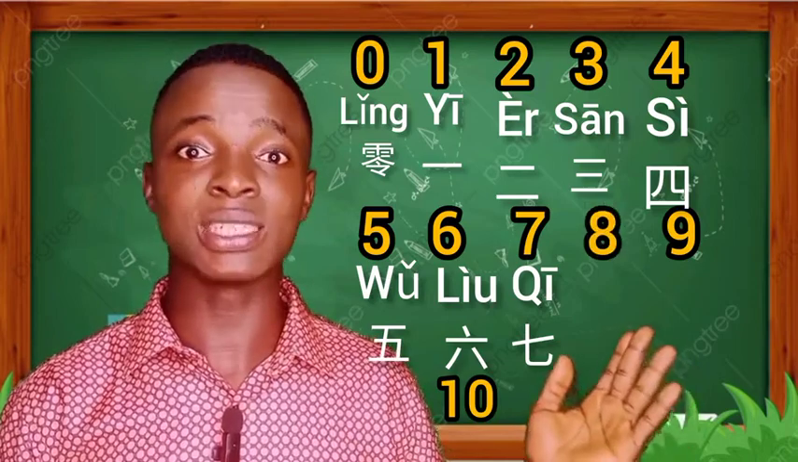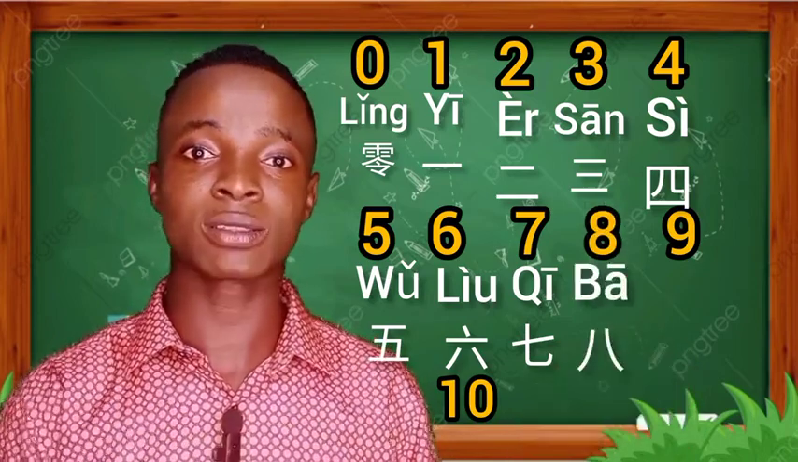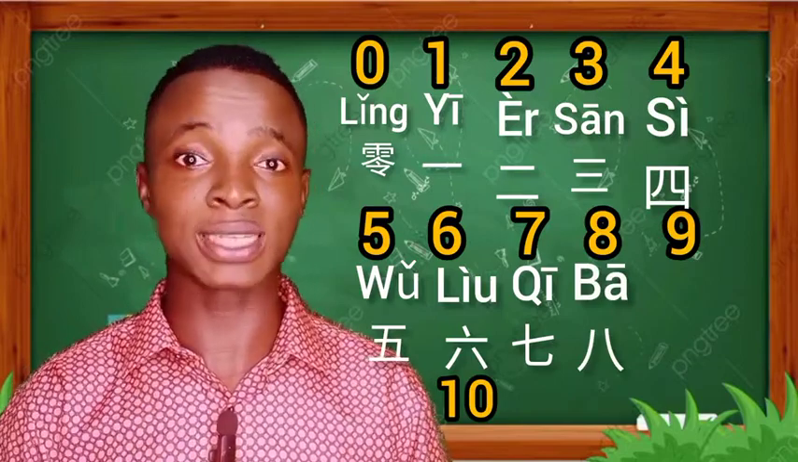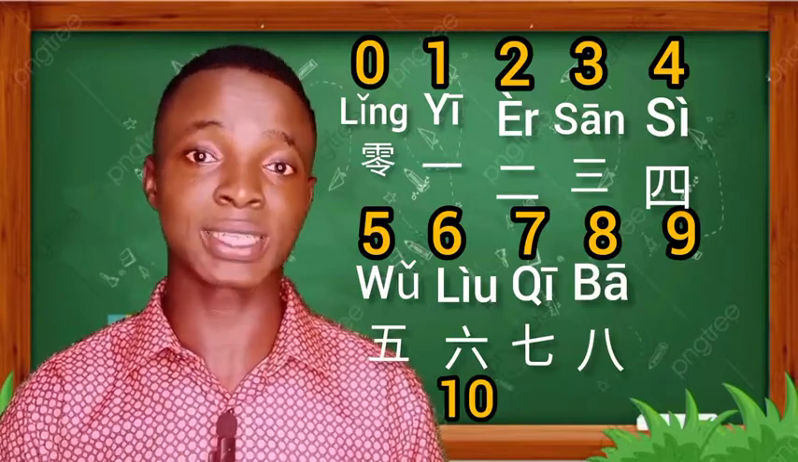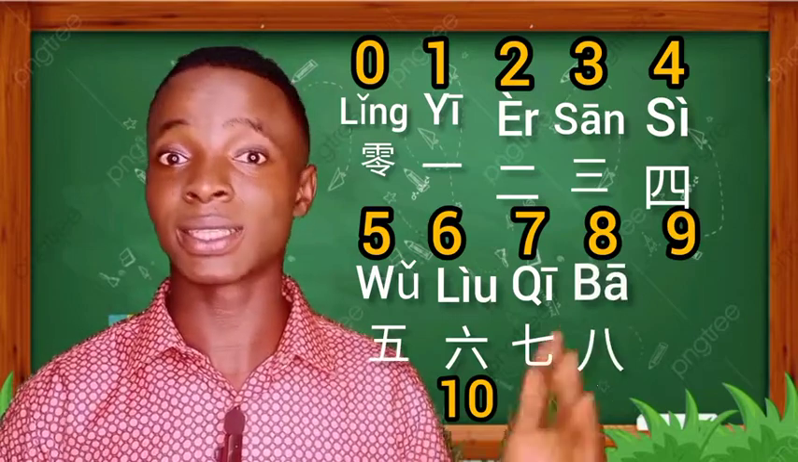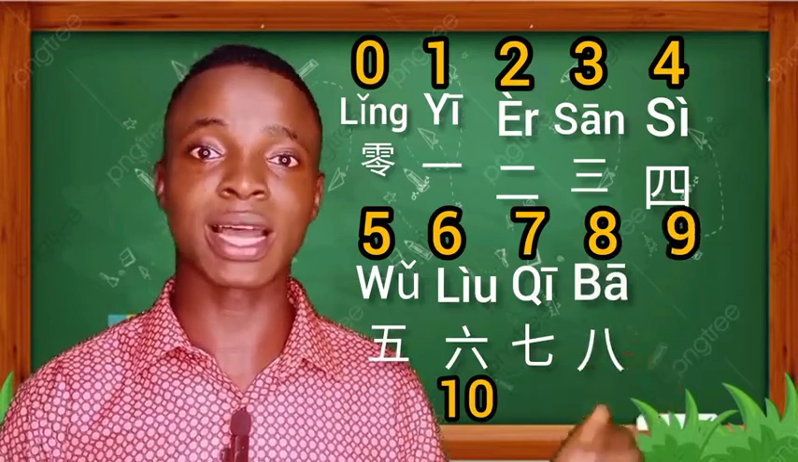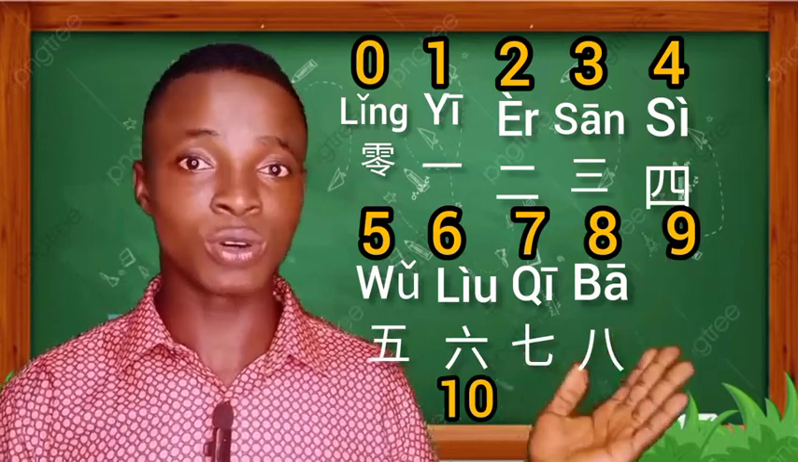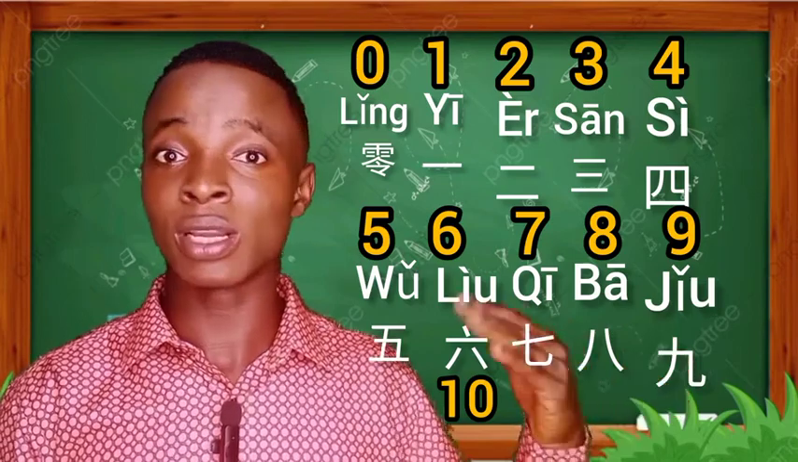8 in Chinese is pronounced as ba. Ba. Also the first tone of Chinese language. Ba. Then 9 in Chinese is pronounced as jiu. It has the falling and rising tone. Jiu.